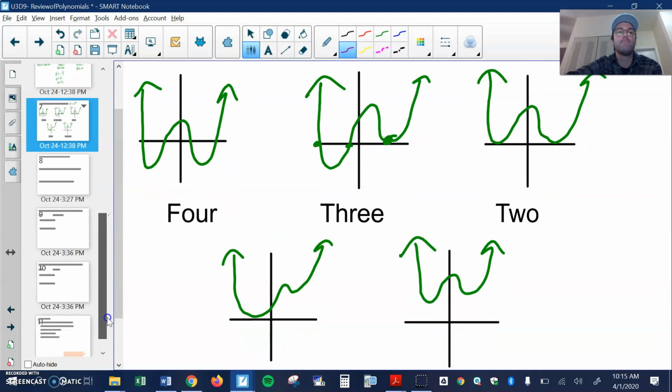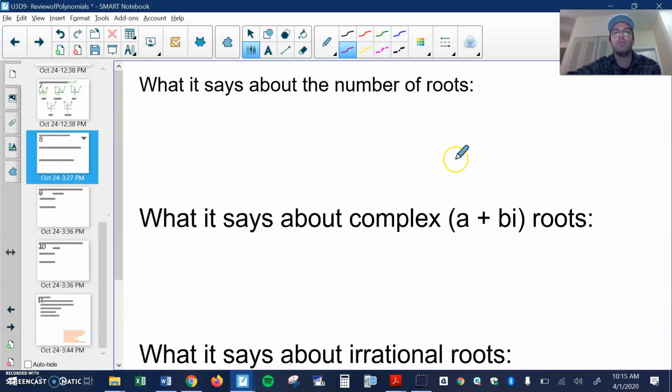Ooh, I don't know if I'm going to fit all three of these slides in.